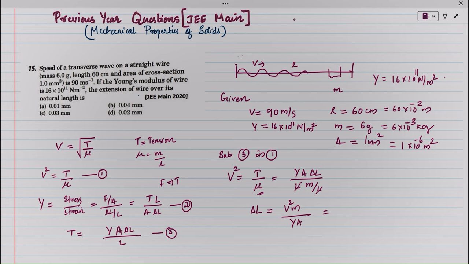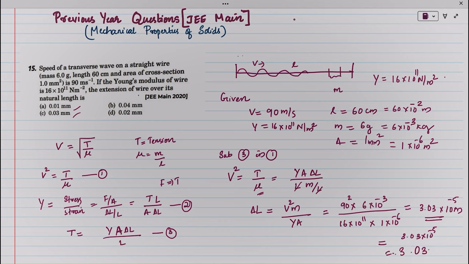On giving the values, that is 90 square into mass 6 into 10 raised to minus 3, divided by Y, 16 into 10 raised to 11, into A, 1 into 10 raised to minus 6. We get the value as 3.03 into 10 raised to minus 5 meter. But in the question, this answer is in millimeter, so we have to change it into millimeter. That is, 3.03 into 10 raised to minus 5 meter can be converted into 0.03 millimeter. This is the answer.